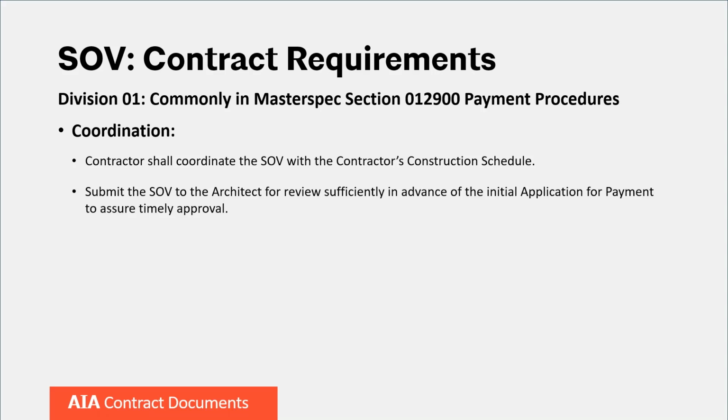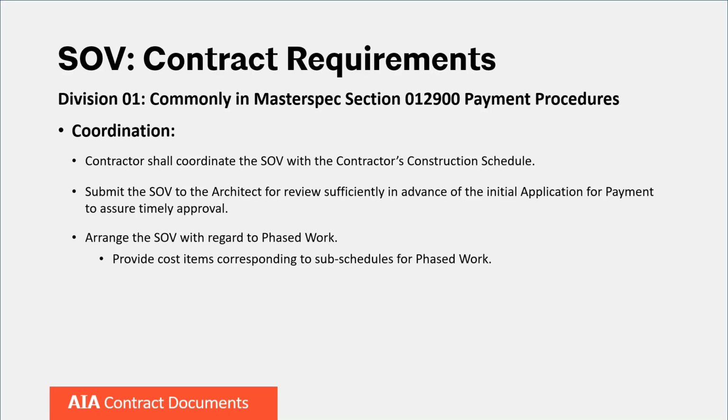The contractor shall submit the schedule of values to the architect for review sufficiently in advance of the initial application for payment to assure timely approval. As mentioned, if the project is phased, the schedule of values is to be arranged accordingly. If the contract contains subschedules within the phased work, cost items corresponding to subschedules are also to be provided.